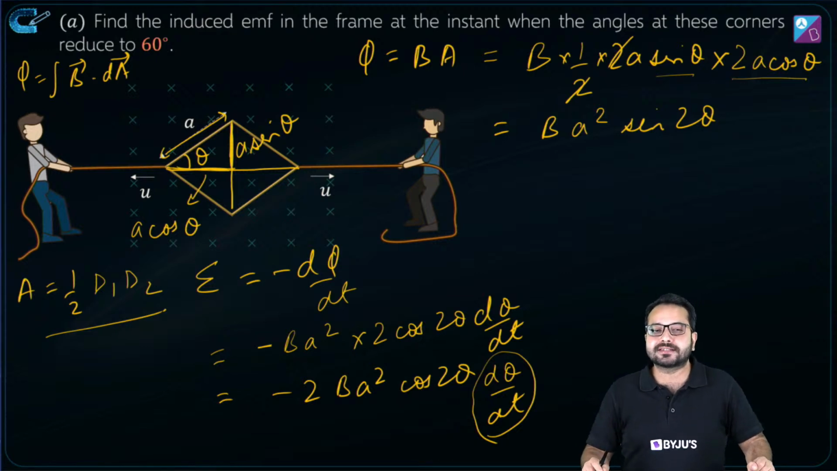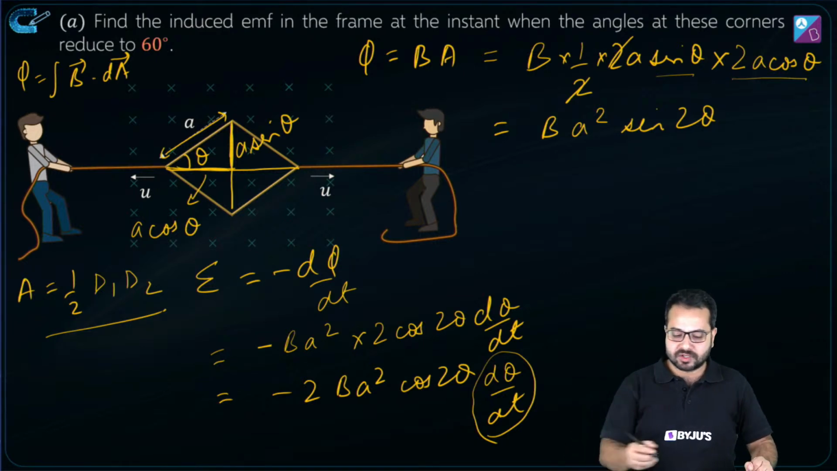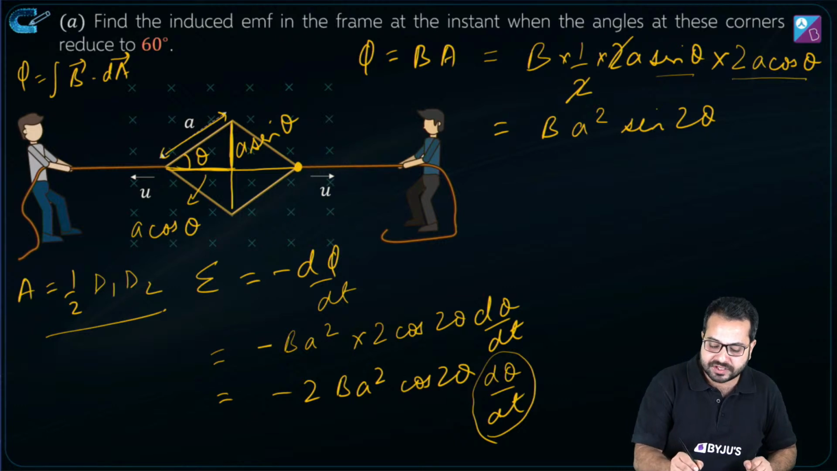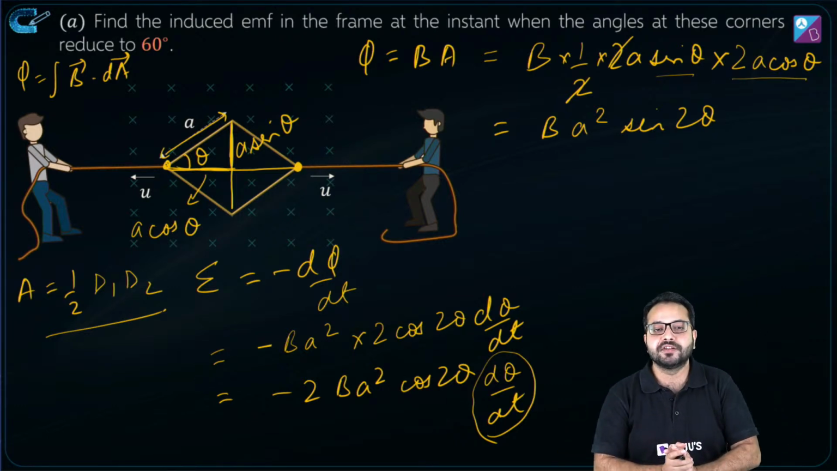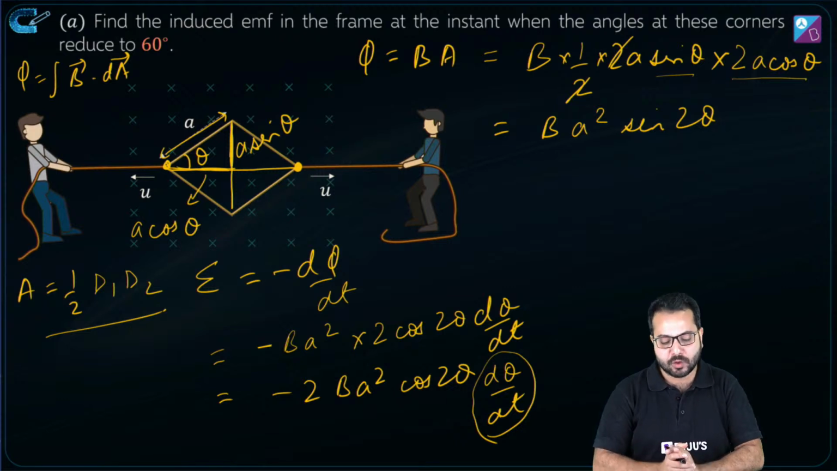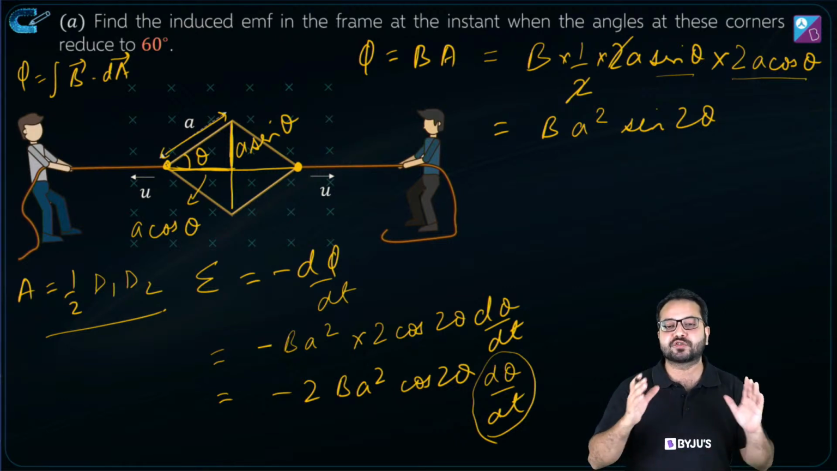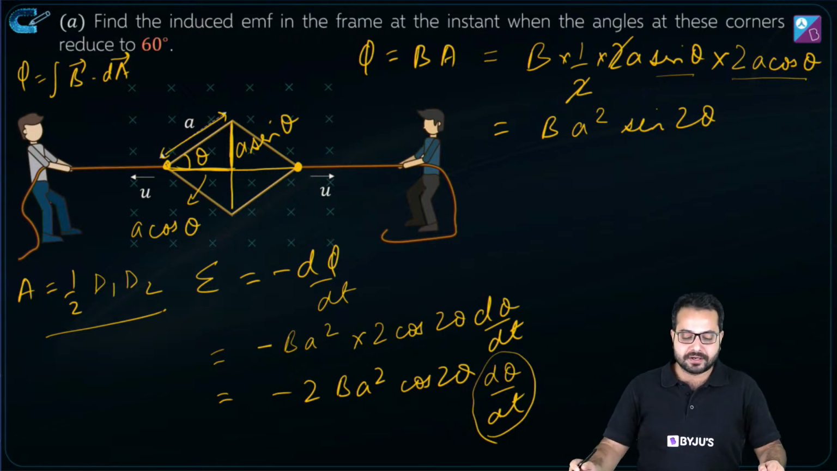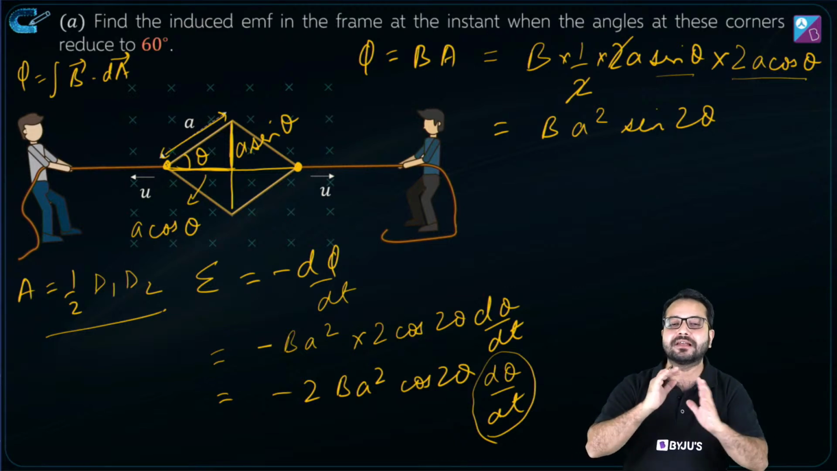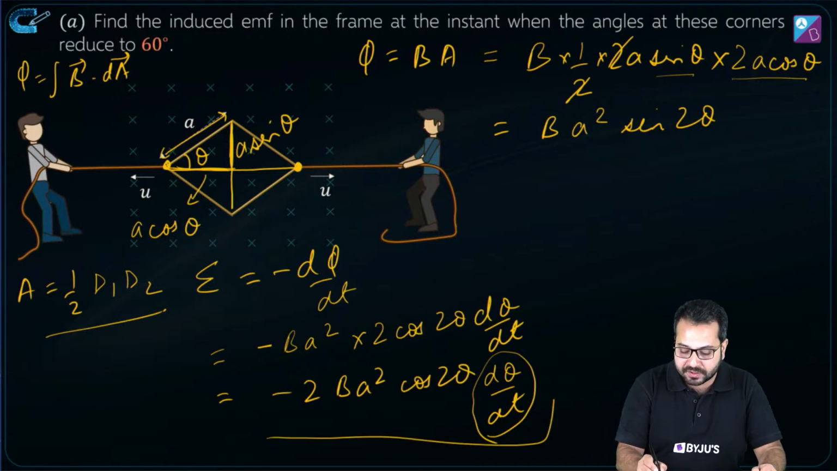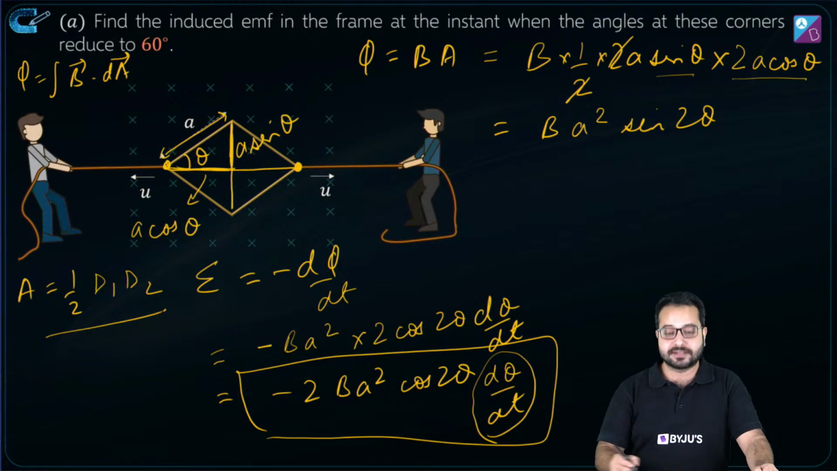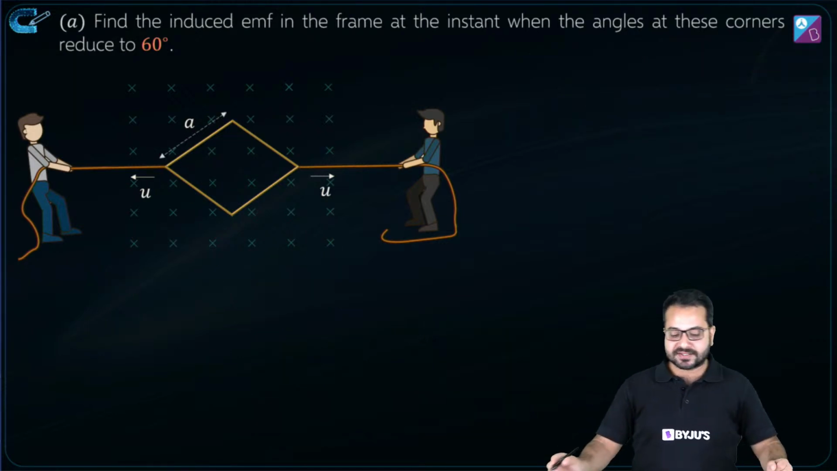What can we do about this term? Just look at the question again and think. It is given to us that these points are moving with a constant speed of u, which we have not used in the question so far. So we will try to find the relationship between theta and u. We'll preserve this result and use it in the next part. Alright, now let's think about it.